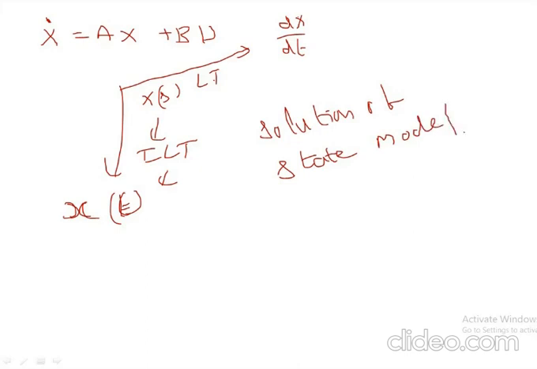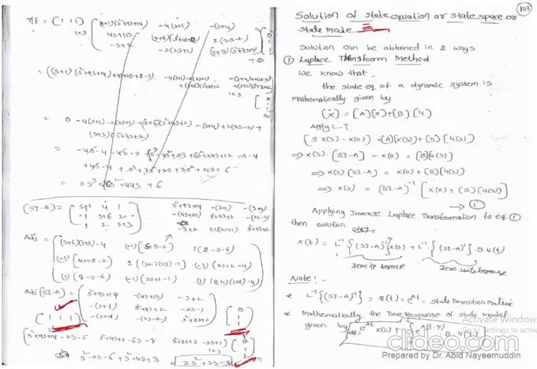One small simple concept. What is the solution of state model? For the given state model, apply Laplace transformation and then apply inverse Laplace transformation, then you will get x of t. This x of t is known as the solution of state model. Let us see here in the notes what I have given. The solution of state model can be in two ways. Observe on the screen. I have considered the state model equation x dot is equal to Ax plus Bu.